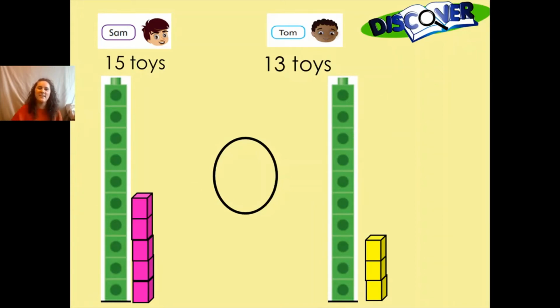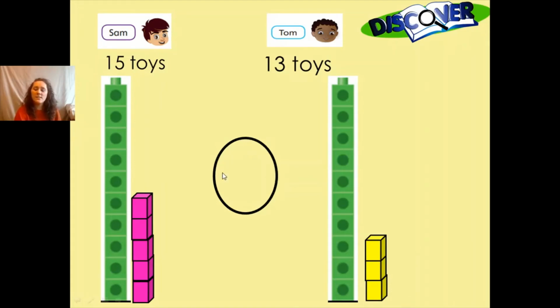Well done. Sam clearly has the bigger group here. They both have one group of 10. So really what we're looking at is our ones pile here. Sam's ones pile of 5 is bigger than Tom's ones pile of 3. Therefore, Sam must have more.